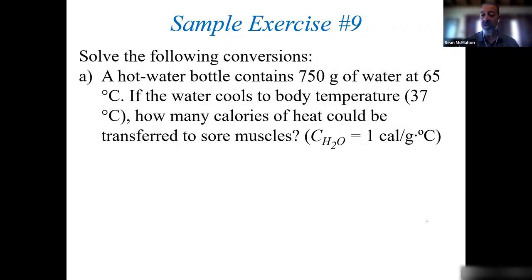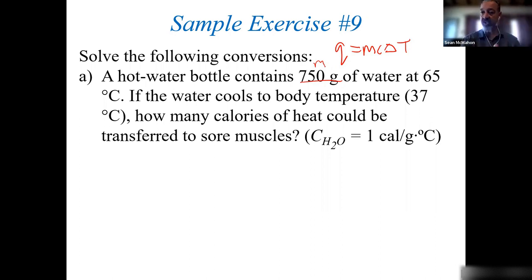So we can do another problem. So another problem is, all right, let's try this using Q equals mCΔT, just like we did before. And in this case, we might not need to rearrange it, okay? So a hot water bottle contains 750 grams, so that would be my mass, at 65 degrees Celsius.